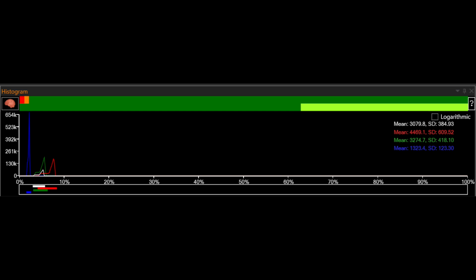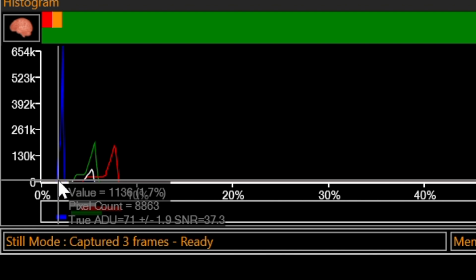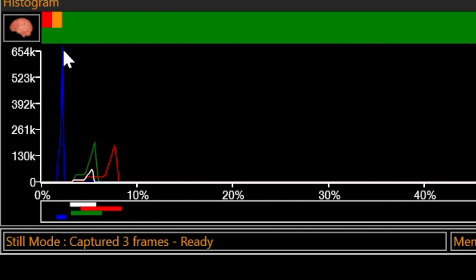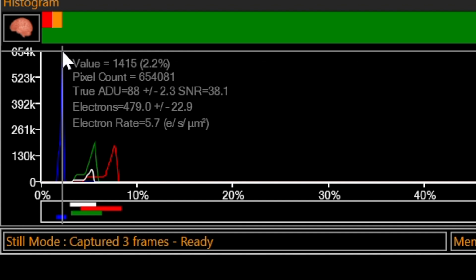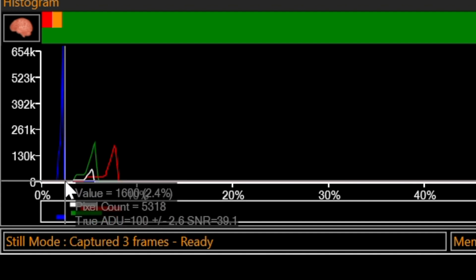Here's what I mean by that. Let's take a look at the same histogram, but with some data in it. Let's take a look at the blue histogram peak. This is a measure of the blue channel of my ASI 585 MC camera with a given exposure. Starting on the left side of the blue histogram peak, we can see that 8,863 pixels within my 585 MC camera are 1.7% full, or contain 1,136 ADU units. If we go to the top of the peak, we have 654,081 pixels within my 585 MC camera, which are 2.2% full, or containing 1,415 ADU units. And finally, we go to the right side of the peak, and we have 5,318 pixels, which are 2.4% full, or containing 1,600 ADU units.